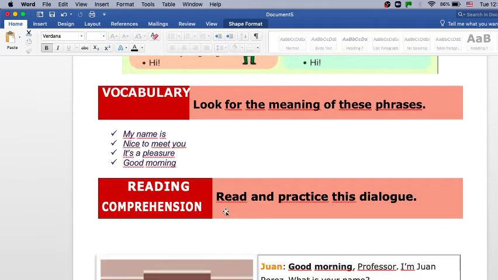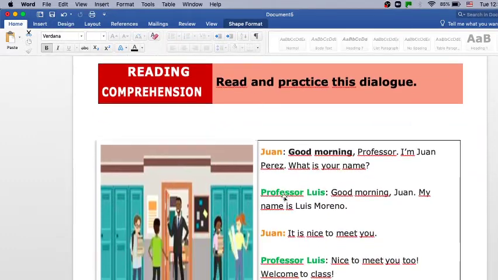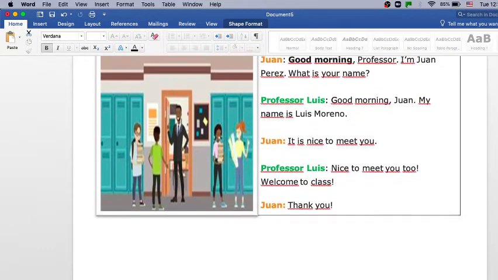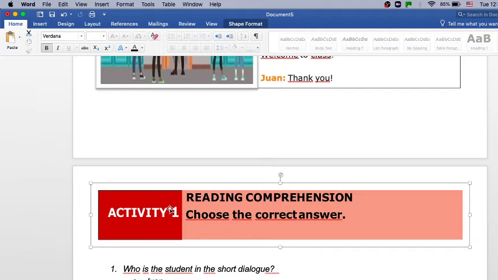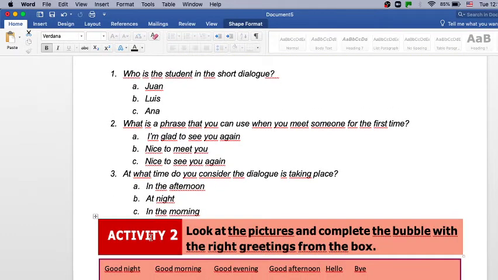Reading comprehension. Read and practice this dialogue. Since we are teaching online, we do not have that much time for practicing this dialogue, but I want you to read this short dialogue, and on reading comprehension activity one, choose the correct answer. Here are some of the questions that I extracted from the dialogue, and then you're going to circle the correct answer. Please pay attention to this reading because I'm going to include this in the first quiz.